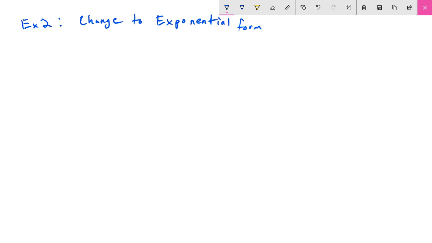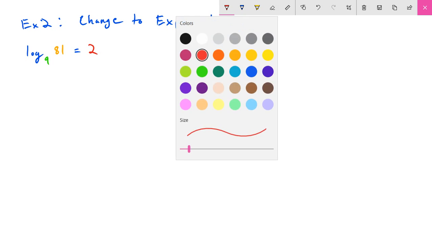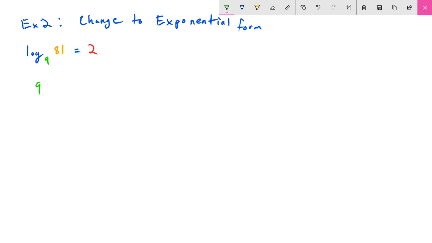So for example, log base 9 of 81 equals 2. Can you change this into an exponential form? What is it? 9 squared equals 81. That's the answer. Good job. That's it.